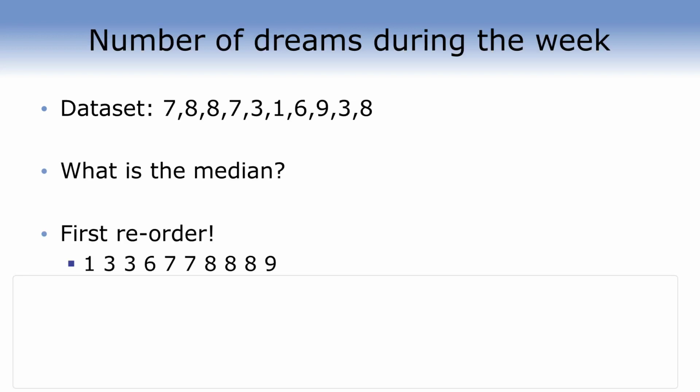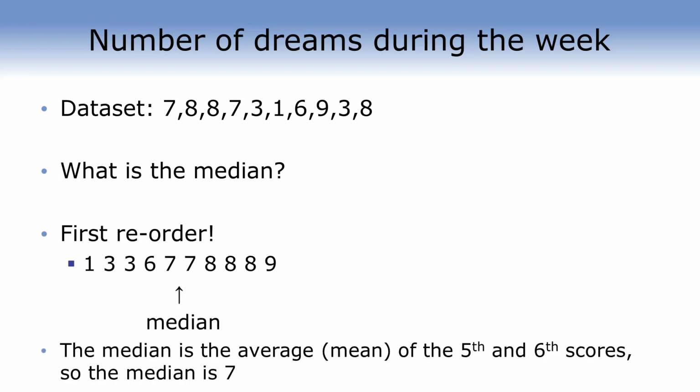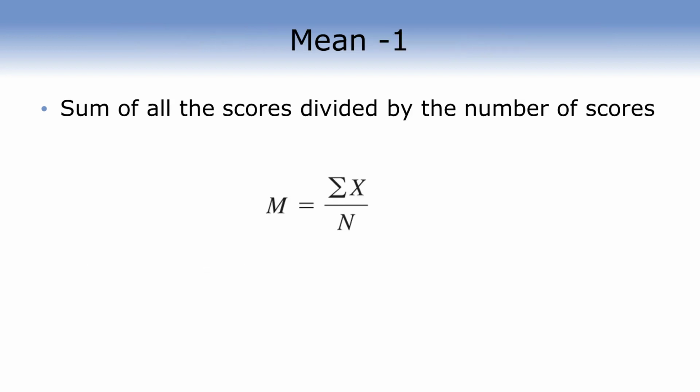All right, so if we look at our dream data, what's the median? Well, remember the first step is to reorder the data from smallest to largest, and then we have to look right at the middle point. So, pause the video, determine the median. Well, the median is between the two 7s, so we'd have to average them together, but that's going to be 7. So in this case, the median is 7.